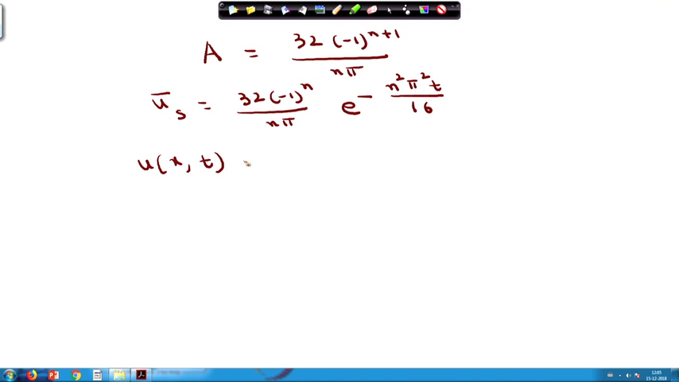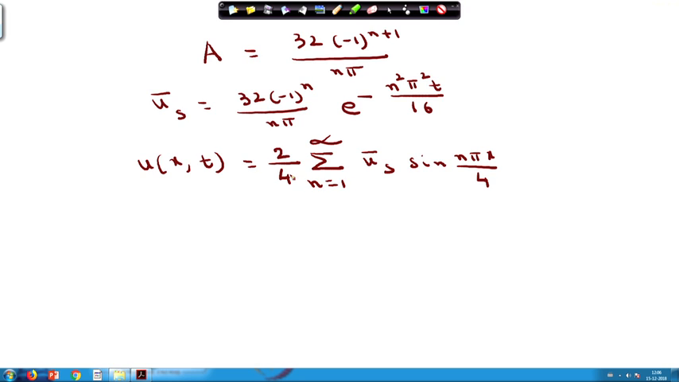U(x,t) from the definition is 2 by L summation n equals 1 to infinity u bar s into sin n pi x by L, that is 4. Please note that whenever I am taking the inverse finite Fourier sine transform, u(x,t) becomes a summation. Why is this summation coming? This we explained in the last lecture.